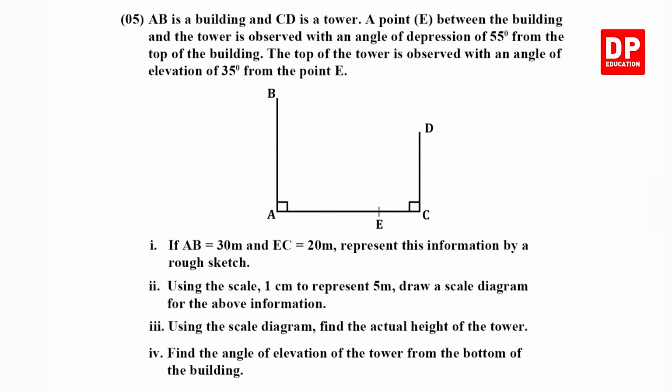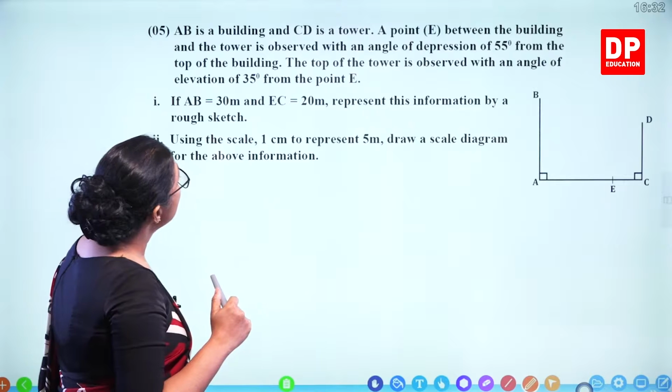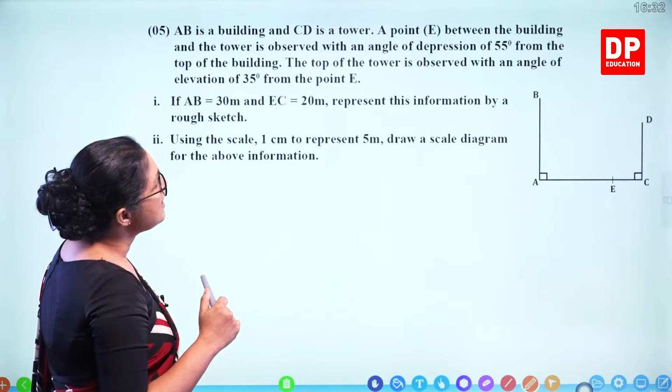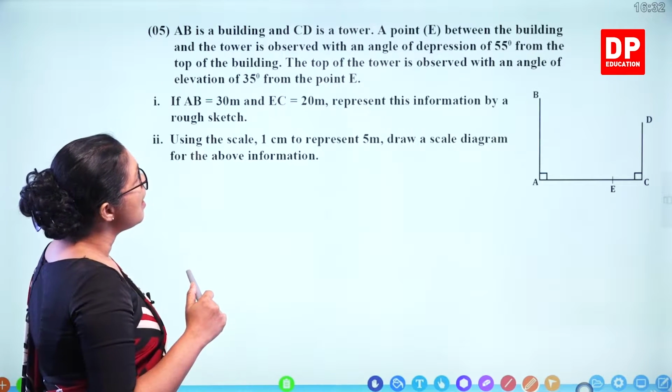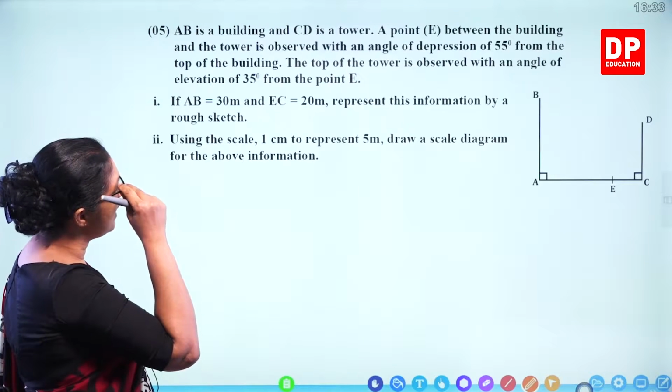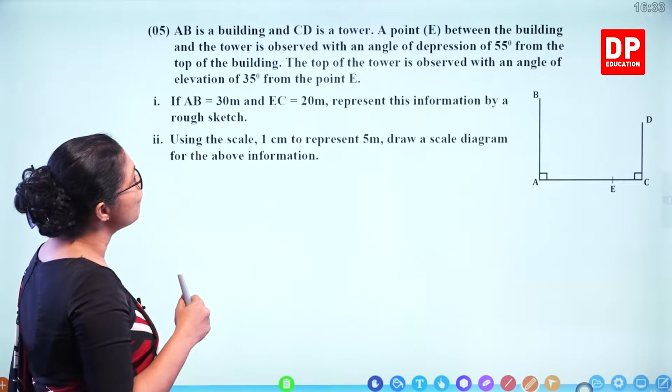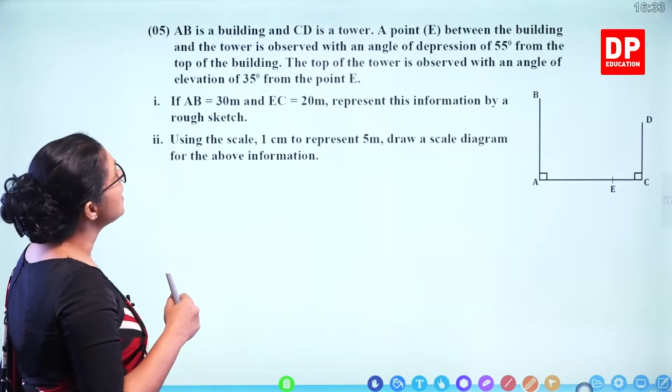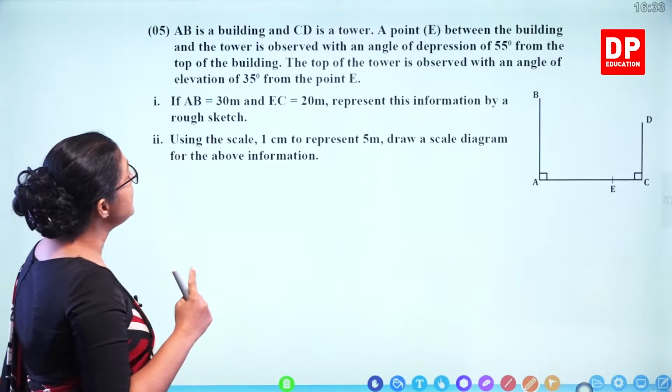This is about scale diagrams. So, 4 parts are there. We'll do step by step. AB is a building and CD is a tower. A point E between the building and the tower is observed with an angle of depression of 55 from the top of the building.